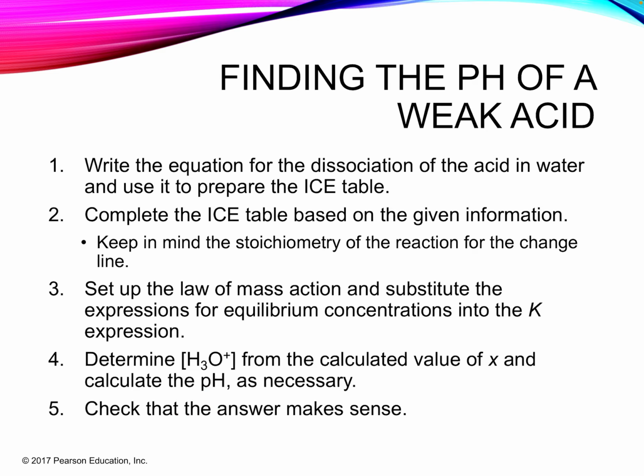Then you're going to set up the law of mass action and substitute the expressions for equilibrium concentrations into K, right? So that just means all of those X's and concentrations, you're going to plug that into our law of mass action. And then we are going to figure out our X value, which will be our H3O+, and then we'll use that to calculate the pH. And then make sure your answer makes sense.